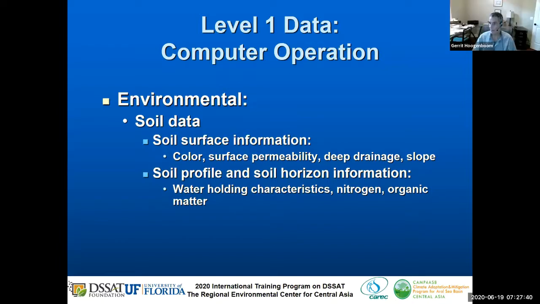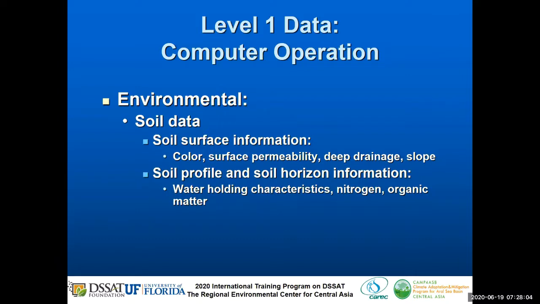So with respect to the inputs, we need to have some information about the soil surface and some general characteristics of the entire profile. So we need to know the color of the soil surface. We need to know the permeability of water penetrating in the soil surface. We need to know information about deep drainage at the bottom of the profile, and we'll need the slope of the field.